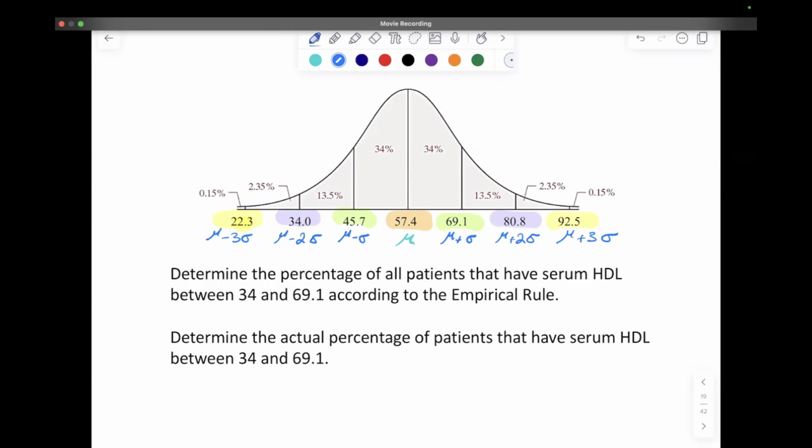Okay. So now we're looking for what percentage of all patients have serum HDL between 34 and 69.1. So what I'm going to do is I'm going to highlight the areas that work. So 34 is right down here. So this right here, this right here, and this right here are between 34 and 69.1. So all I'm going to do is just add them. 34 plus 34 plus 13.5. So 68 plus 13.5, we have 81.5%.